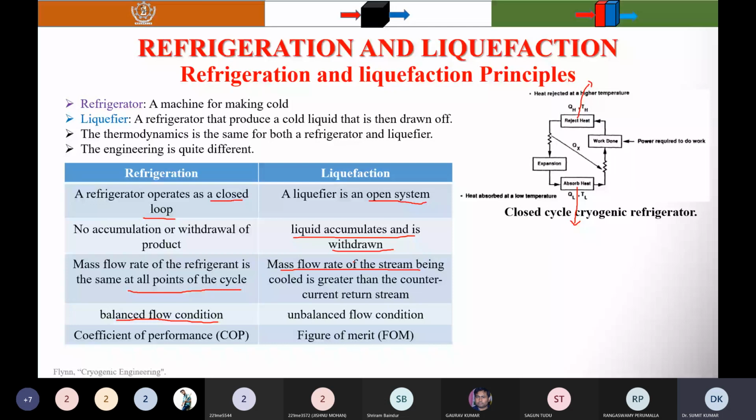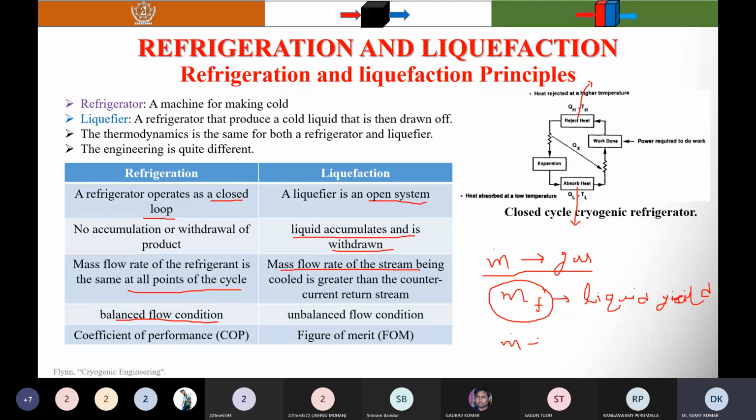Suppose you are liquefying the mass M into liquid, and you have a tank. This is the gas which is entering the compressor, and which has been liquefied into the mass flow rate MF. It is called the liquid yield, which you have taken out. So what is the remaining? You have M minus MF.